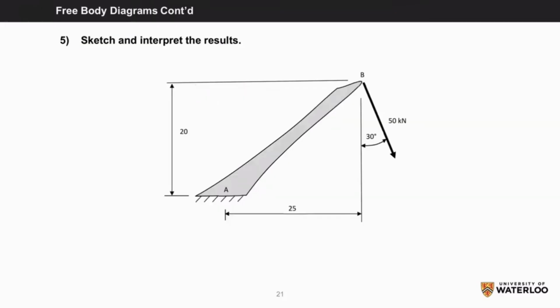The last step is to sketch and interpret our results. In this diagram, I'm writing all of the forces that we just calculated. At first, we assumed that Ax was acting to the right, but since we got a negative value, we now know that it will in fact be acting to the left.